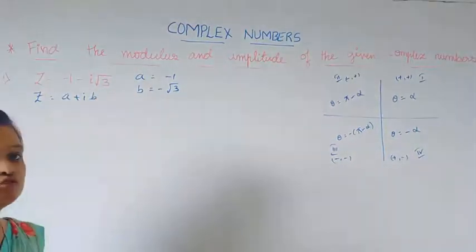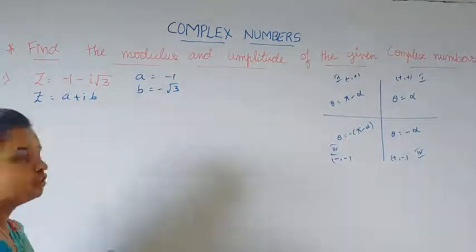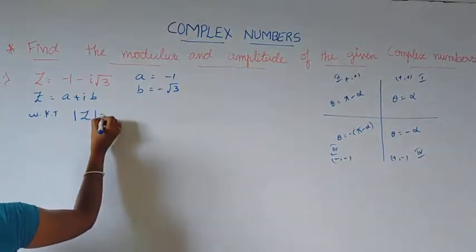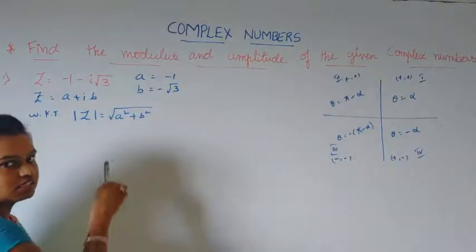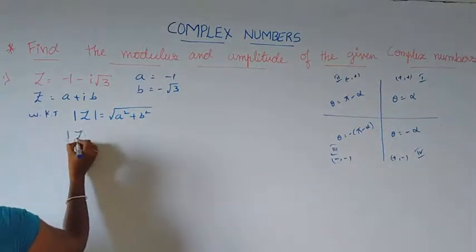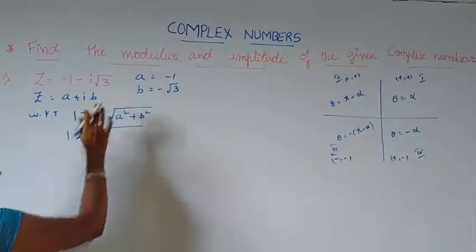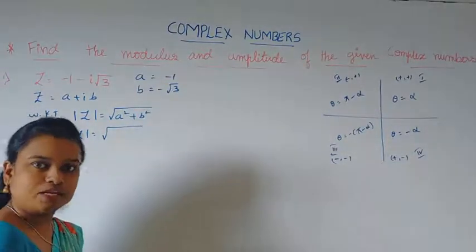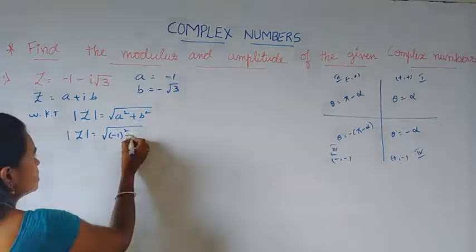So first we have to find the modulus of this complex number. What is the definition of modulus of the complex number? We know that modulus of z is equal to the square root of a square plus b square, right? This is the definition for modulus of the complex number. So modulus of z is equal to the square root of a square. For this particular problem, the value of a is -1, right? So a square means -1 the whole square plus b square.